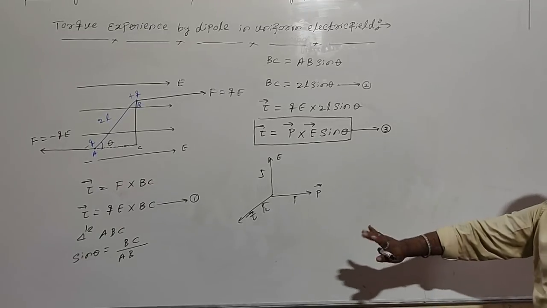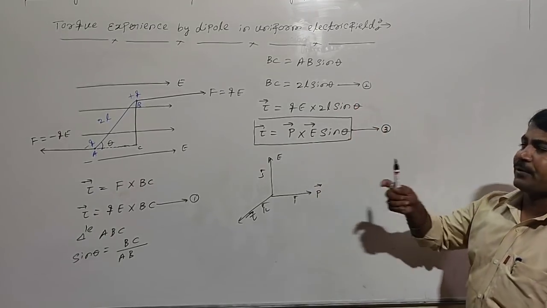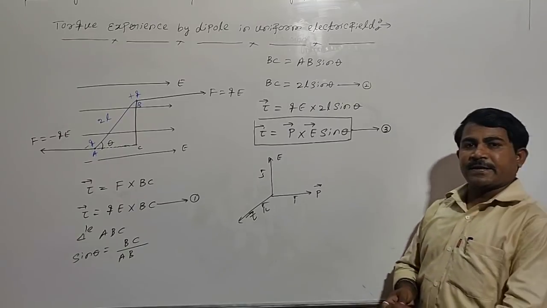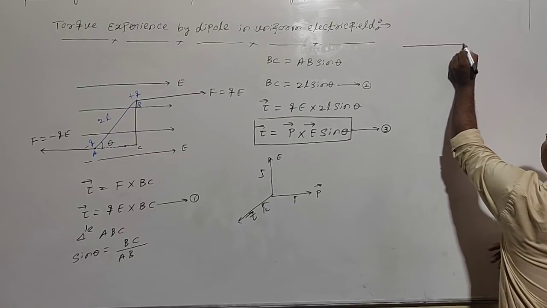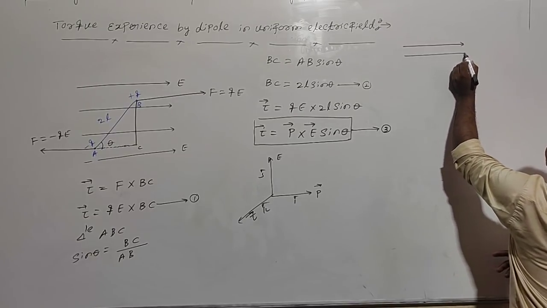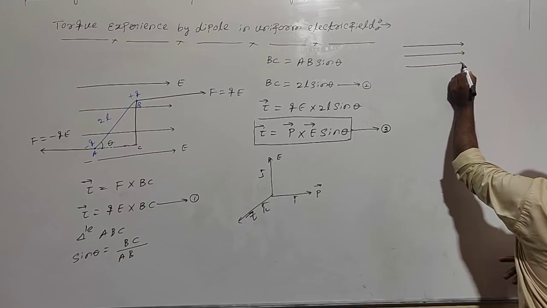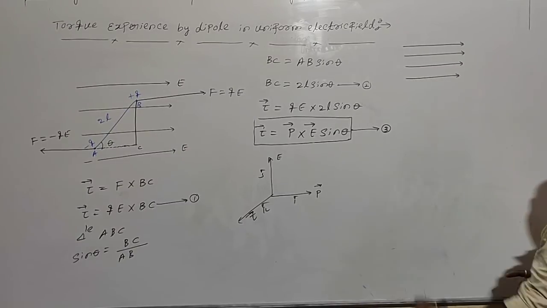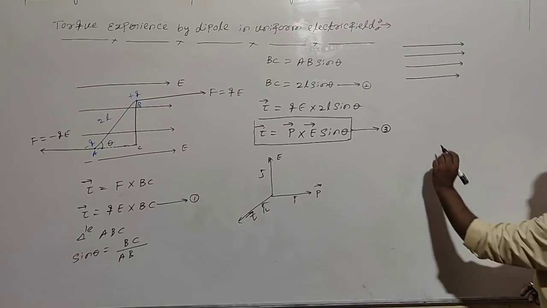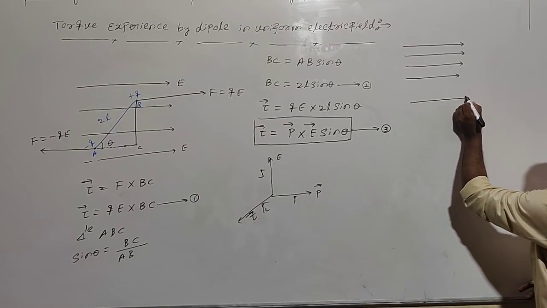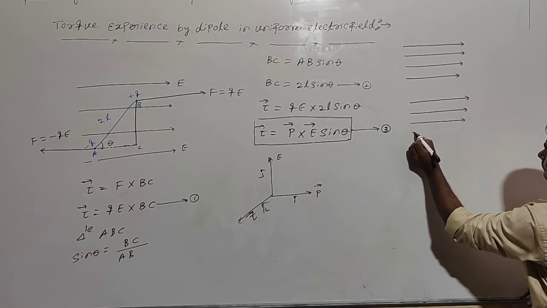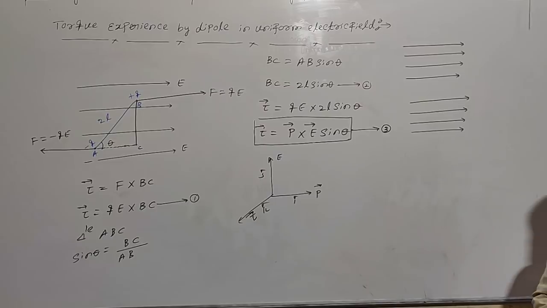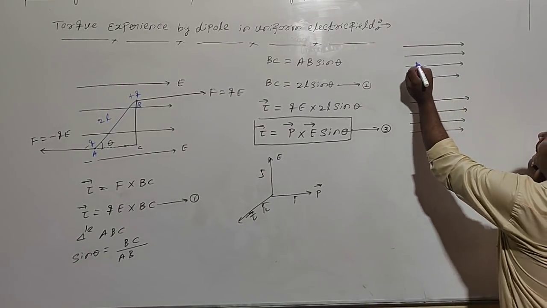In different situations, I want to place a dipole in a uniform electric field. Look at my students here. I will take a uniform electric field here. This is uniform electric intensity. I will take like this also. In this situation, I will take like this. Now, in this uniform electric field, I want to place a dipole.